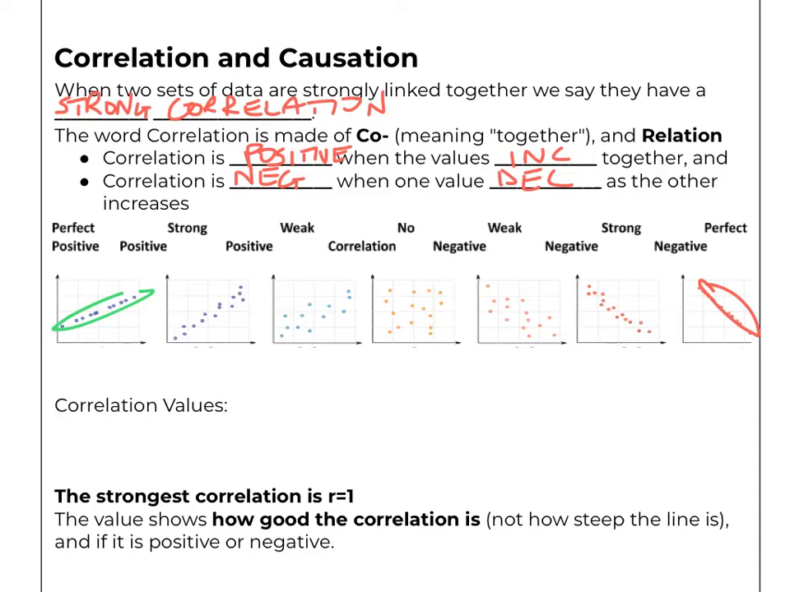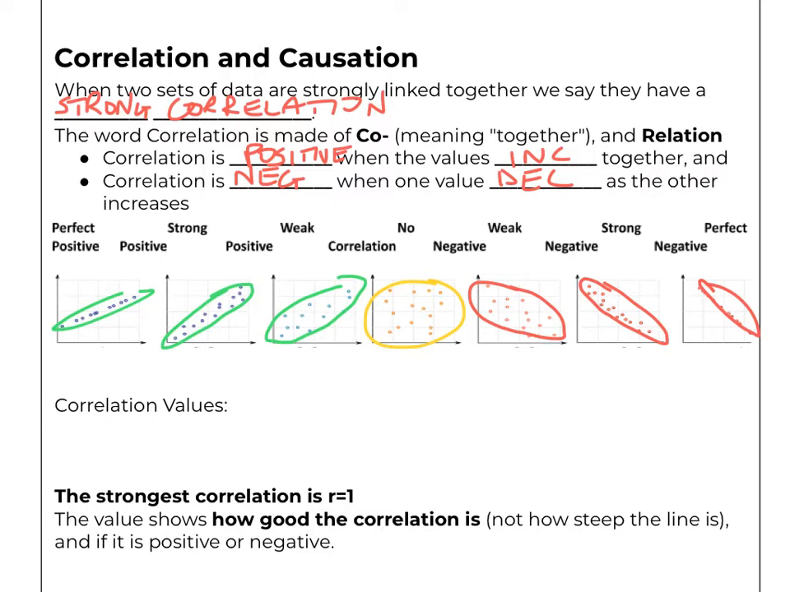Then I go to something strong positive. They're pretty close to a line, or strong negative. And then as we go, we get a little bit weaker. So you could tell still generally going up or generally going down, but they're a lot more spread out. And then in the middle, I just don't really have any sort of correlation, not really going in either direction.